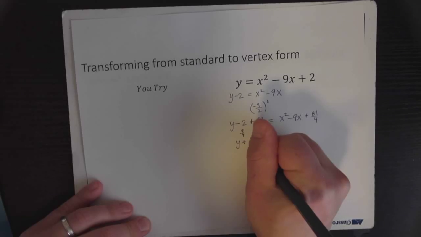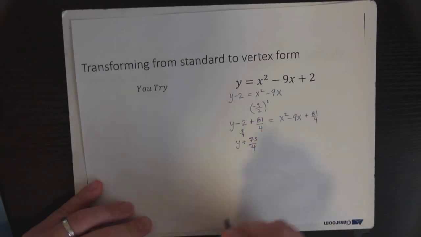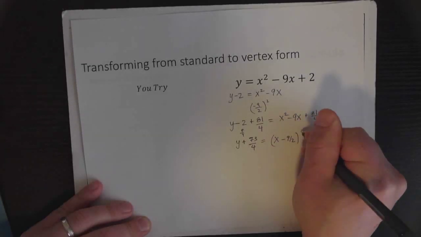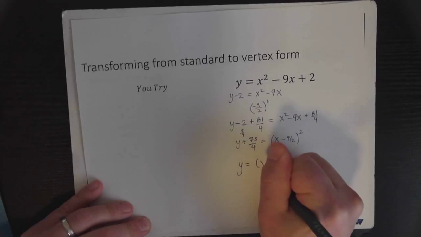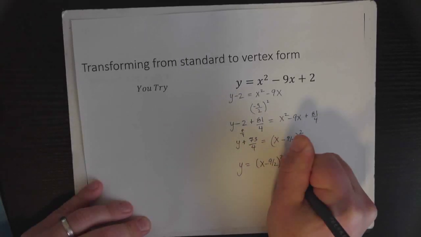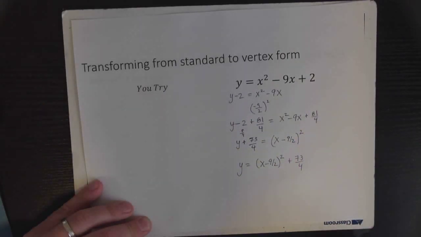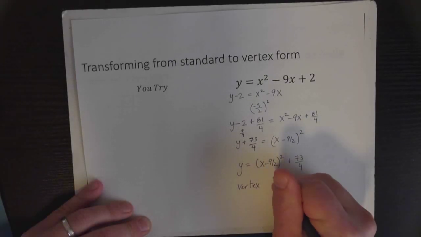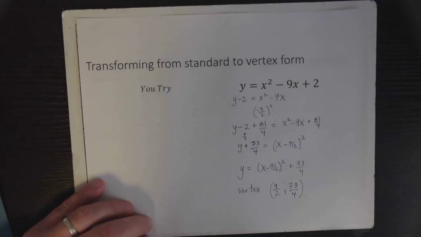So this becomes y plus, this is the same as 8 over 4, so plus 73 over 4 equals x minus 9 over 2 squared. And so y equals x minus 9 over 2 quantity squared plus 73 over 4. And so the vertex of this problem is 9/2, 73 over 4.